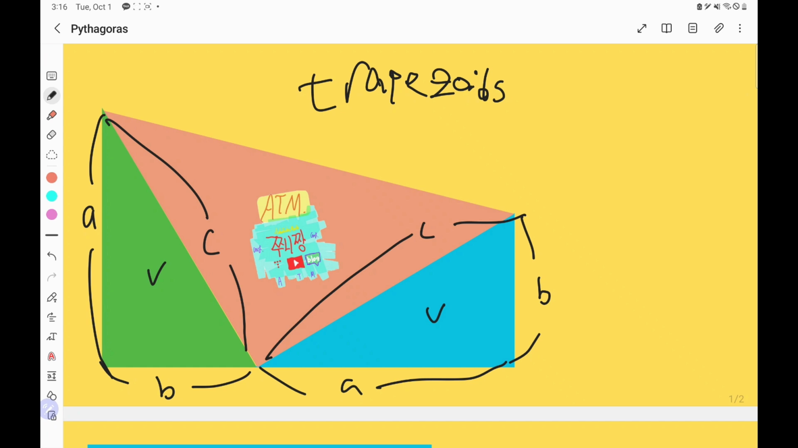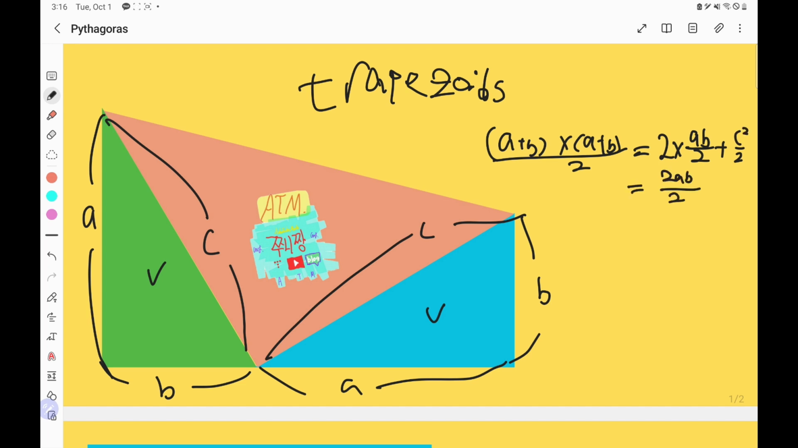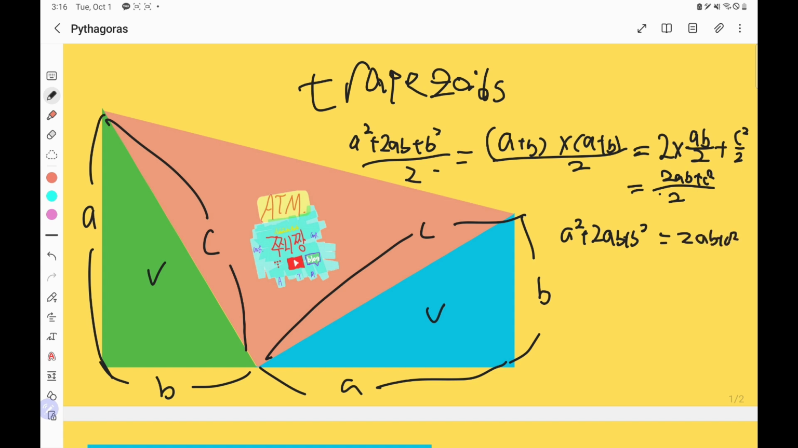Well, first, the trapezoid's area is (a plus b) times (a plus b) divided by 2, which equals the three right triangles: 2 times 1/2 ab plus 1/2 c squared, which is 1/2 (2ab plus c squared). But we can show that this is 1/2 (a squared plus 2ab plus b squared), and since this and this are the same, a squared plus 2ab plus b squared equals 2ab plus c squared. And then, if we just subtract 2ab, this becomes a squared plus b squared equals c squared.